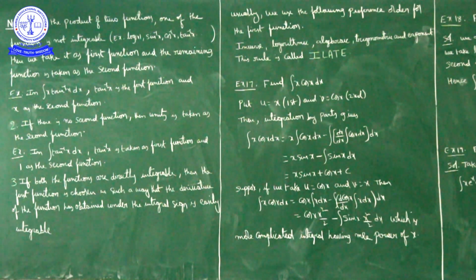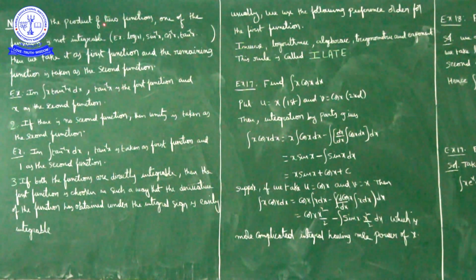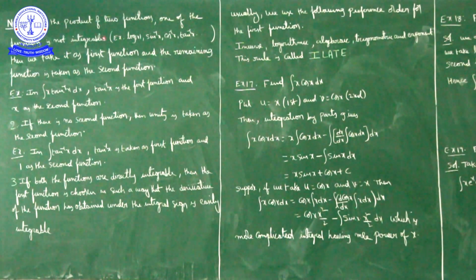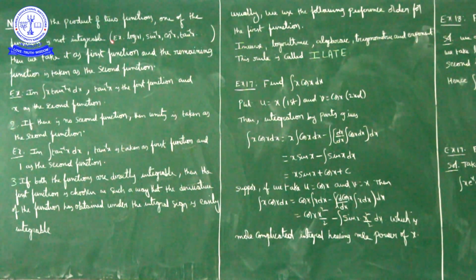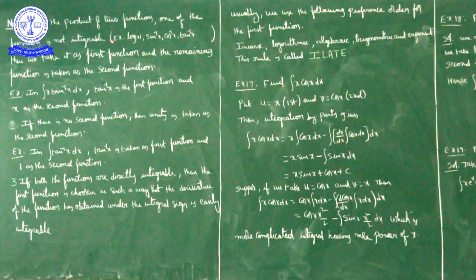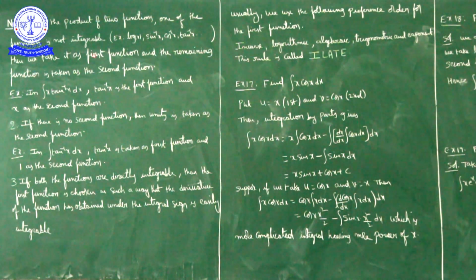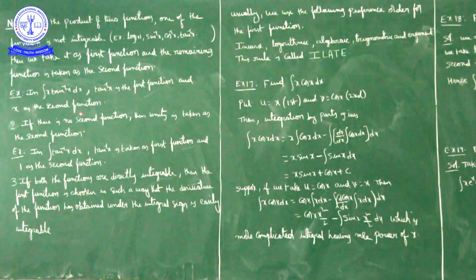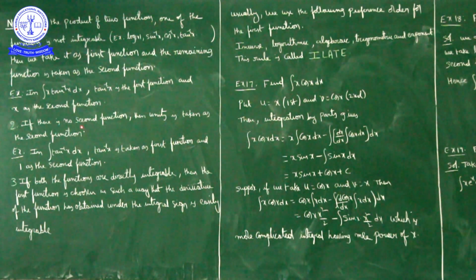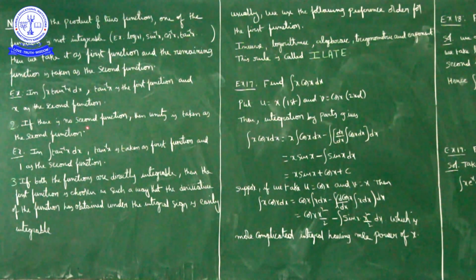I will repeat. When you have a product of two functions, if one of them is integrable and one of them is not directly integrable, whichever function is not integrable, we will take it as the first function and the remaining part as the second function. Suppose only one function is given in the integration which is not a directly integrable function.